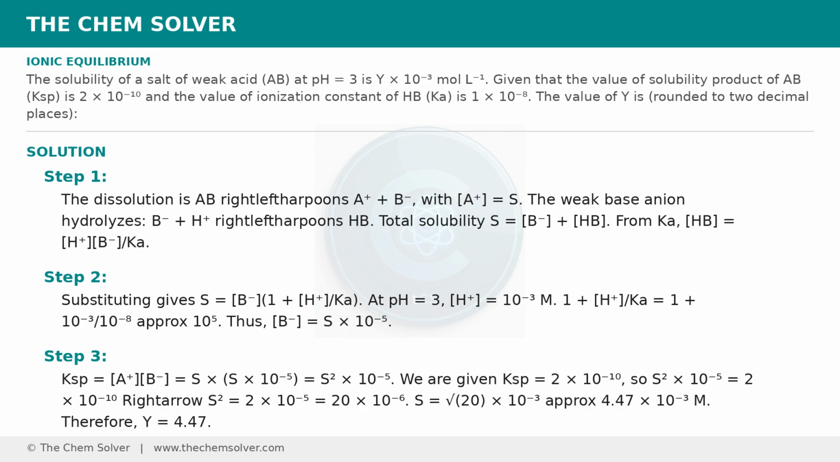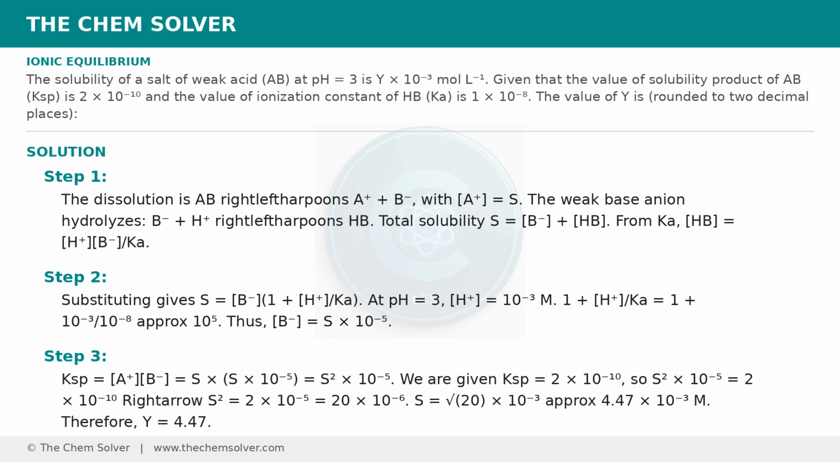Ksp equals [A⁺][B⁻] equals S times S times 10⁻⁵ equals S² times 10⁻⁵. We are given Ksp equals 2 times 10⁻¹⁰. So S² times 10⁻⁵ equals 2 times 10⁻¹⁰, so S² equals 2 times 10⁻⁵ equals 20 times 10⁻⁶.